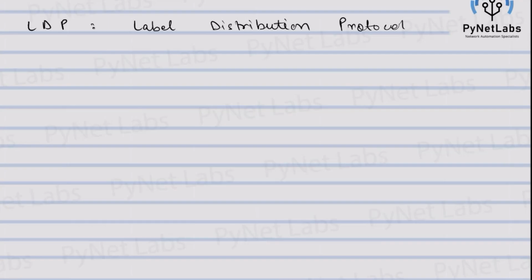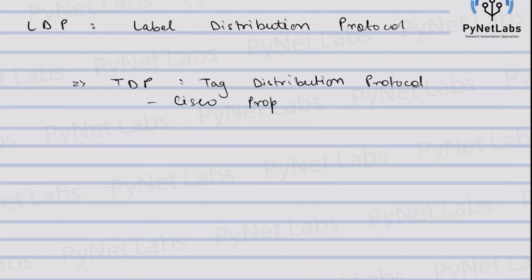LDP is a standard protocol which was created later on. The very first protocol which was created to do this job was called TDP. TDP stands for Tag Distribution Protocol. This was a Cisco proprietary protocol, and later on the standard protocol was released called LDP. Okay.